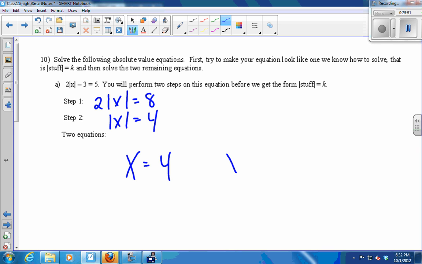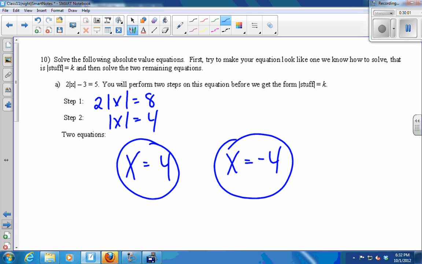Yep. I manipulated it until it looked like the absolute value of some stuff equals a number. Then I write my two equations. X equals 4, x equals -4.